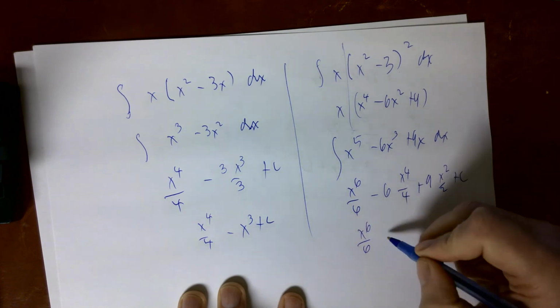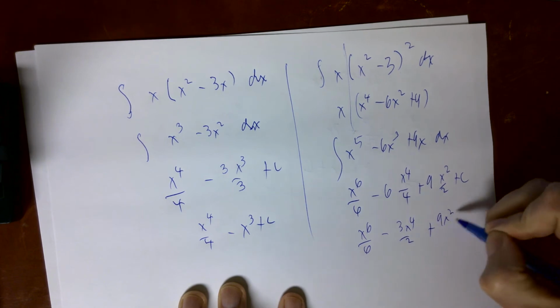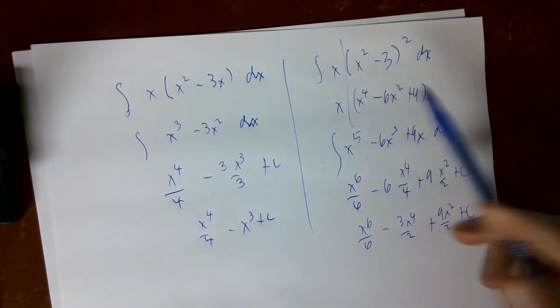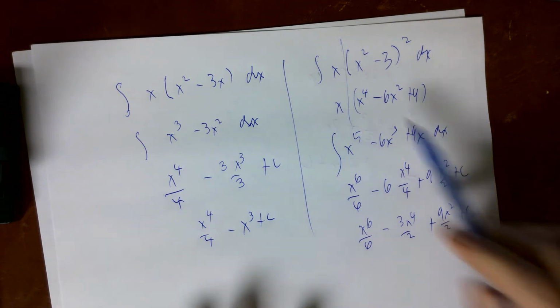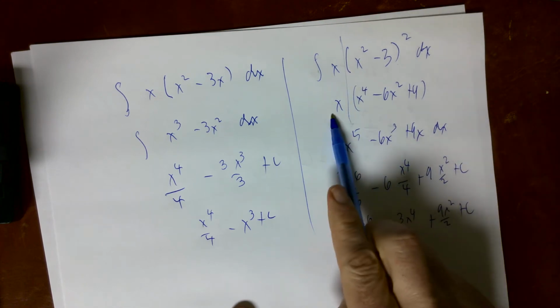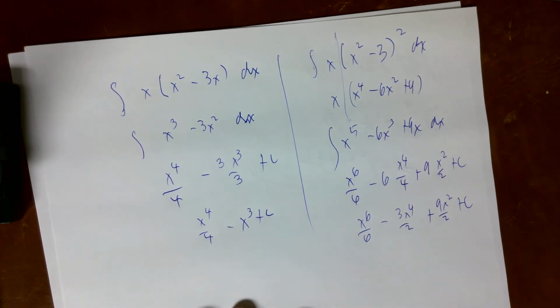and then when I clean all this up, I end up with x to the 6 over 6 minus 3x to the 4th over 2 plus 9x squared over 2 plus c. So again, that's all you know. You only know how to take the antiderivative term by term. So given this, multiply it out so that you can actually take the antiderivative term by term.